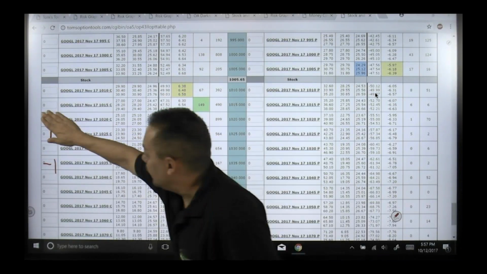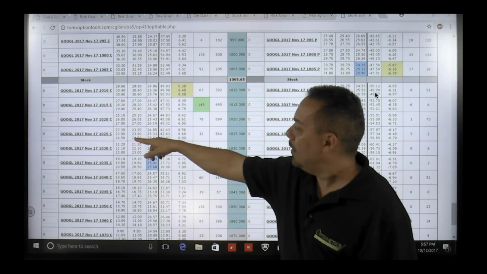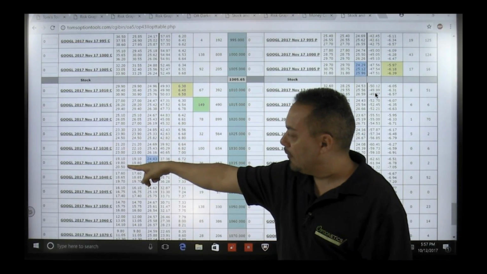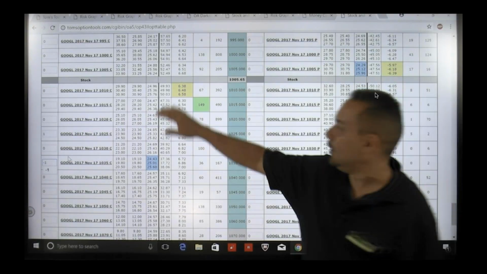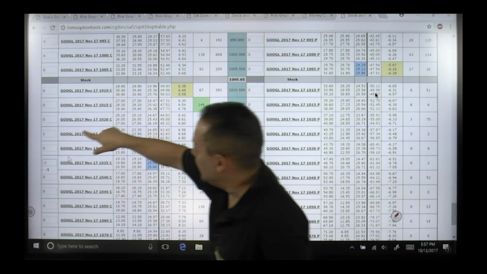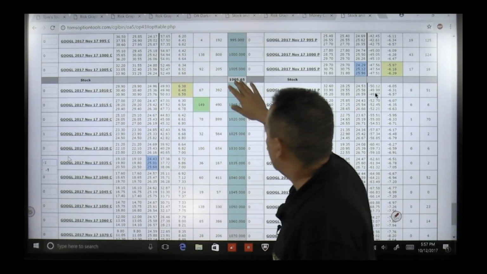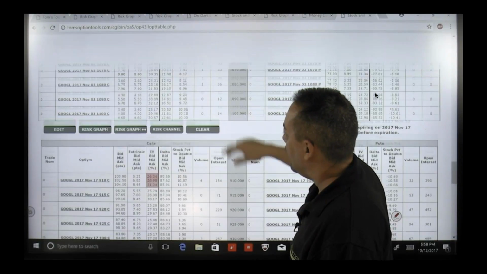So what I'm going to do is look at buying the November 1025 calls, selling the November 1035 calls. I'm going to plug those in and get all the data that I need right here. So buying 1025s, selling 1035s, and then it's just a matter of, I know what I'm buying, I know what I'm selling. I'm going to scroll down, hit my risk graph button.